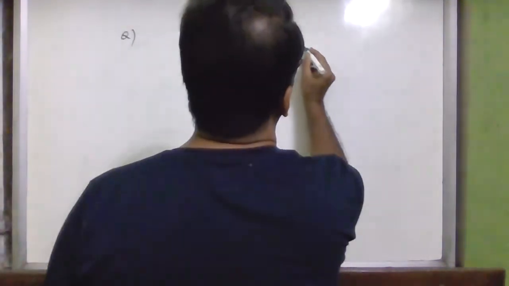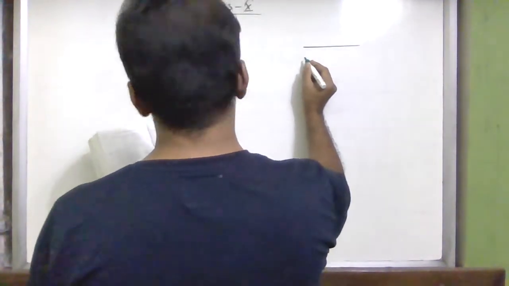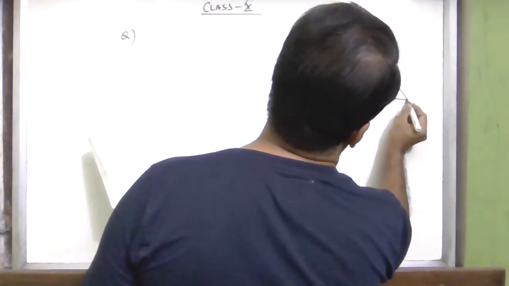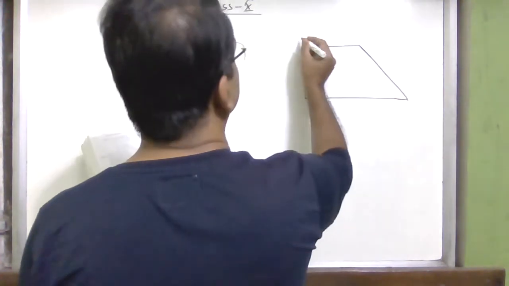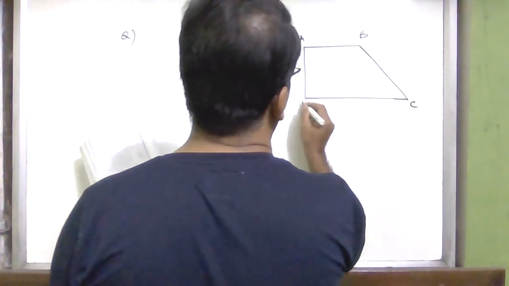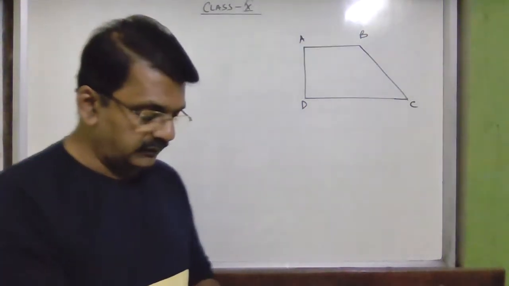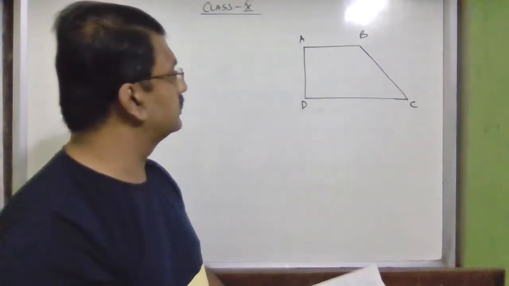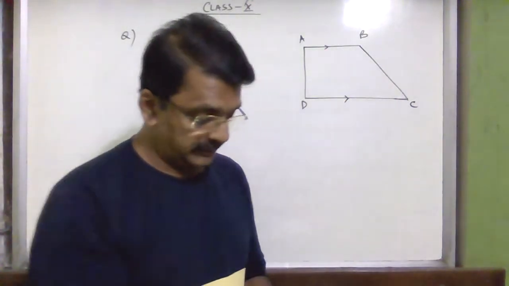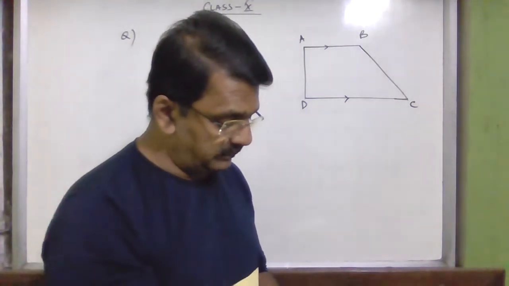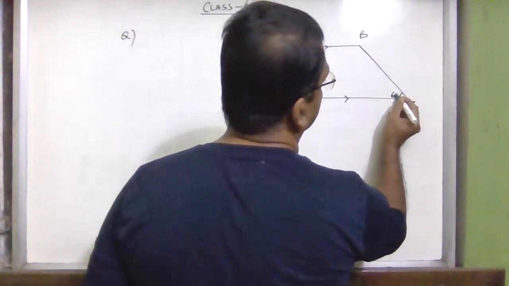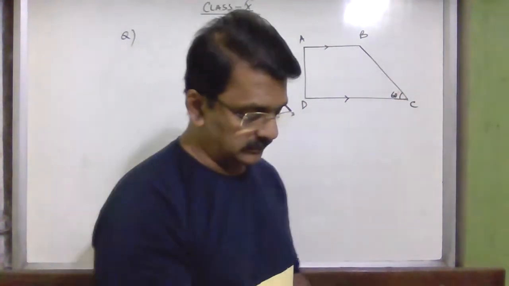The first question for today: ABCD is a trapezium. In the given figure, ABCD is a trapezium with AB parallel to CD. As you can see, AB is parallel to CD, and angle BCD is 60 degrees. This angle is given 60 degrees.